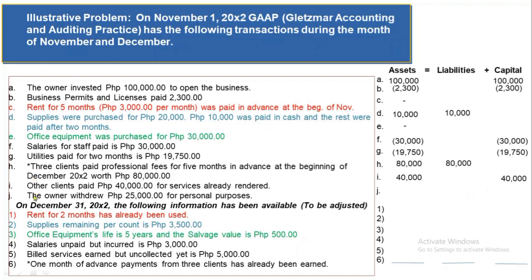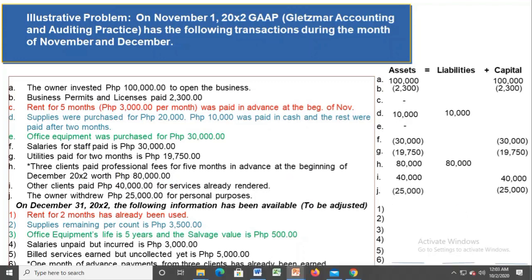And lastly, letter J, the owner withdrew cash 25,000 for personal purposes. So withdrawals, according to our discussion a while ago, by the owners are deducted from the capital account. And you also deduct the total assets by the amount of the withdrawal. So let's go now to the transactions for adjustment. Transaction number 1 is directly related to transaction C above. It states that the advance payments for 2 months was already used.